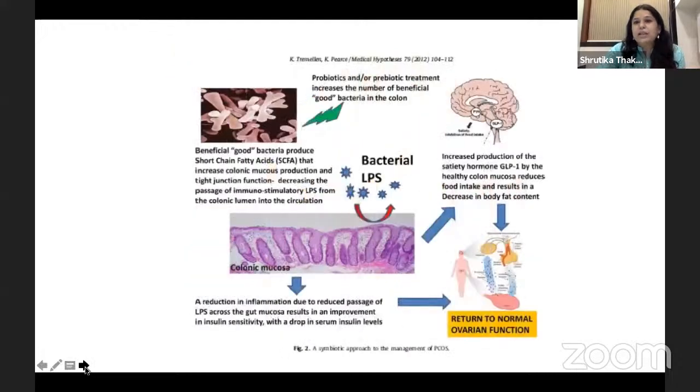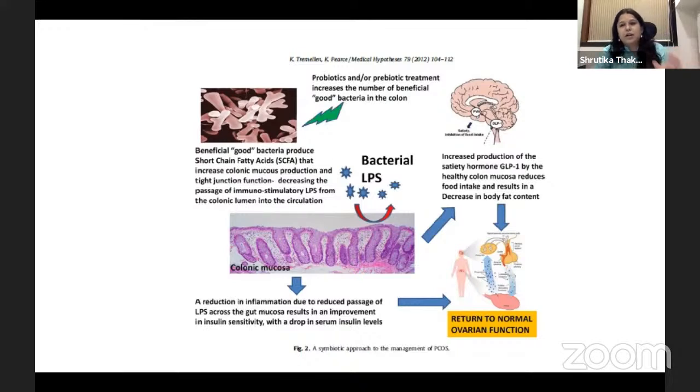So this is something that can be easily cured, and this is why I am mentioning it here right at the outset, because in one of the lifestyle interventions that you advise your patient, you can give them probiotics. It's so simply and easily done. Giving these probiotics and prebiotic treatment is a very simple intervention that we as doctors can do along with all the lifestyle interventions.